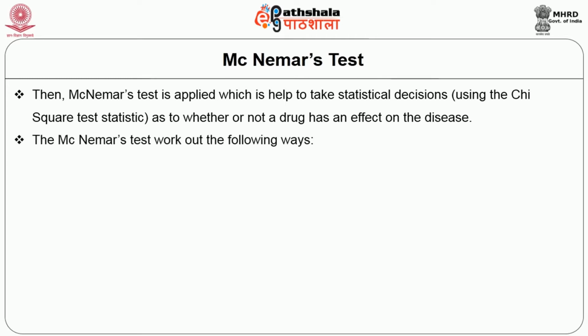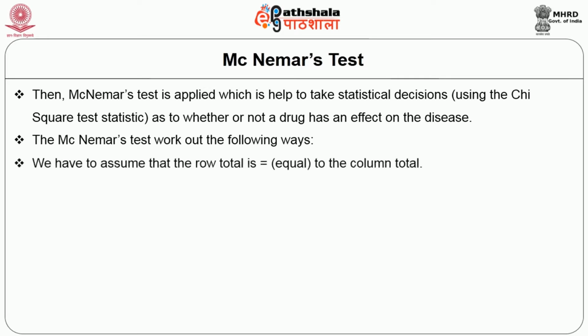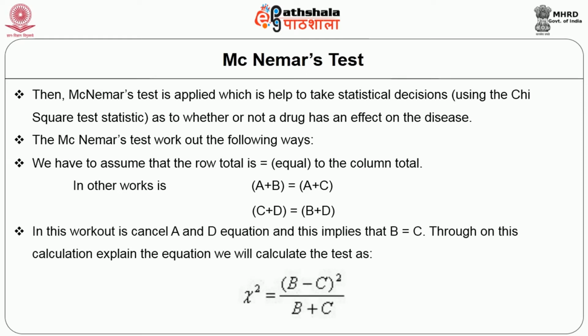The McNemar test works out the following way. We have to assume that the row total is equal to the column total. In other words, A plus B equals A plus C, and C plus D equals B plus D. In this workout, A and D cancel, and this implies that B equals C. Through this calculation, we calculate the test statistic as chi-square equals (B minus C) whole squared divided by (B plus C).